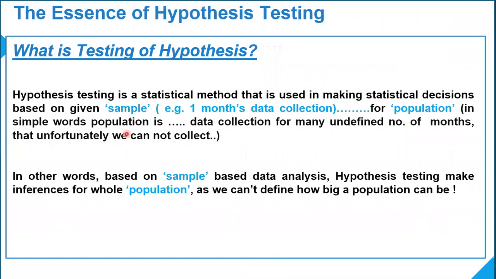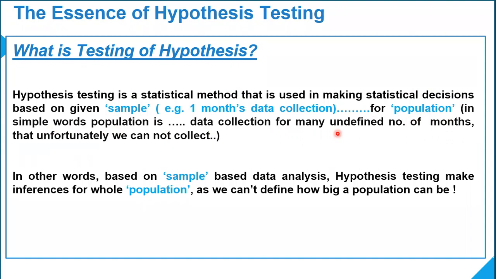Right. So what is testing of hypothesis? Hypothesis testing is a statistical method that is used in making statistical decisions based on a given sample. Now here the sample is 1 month's data. So based on that given sample of 1 month's data, we're going to make a statistical decision for the whole population. Now what is population in this scenario? Population in simple words is data collection for those many undefined number of months that we unfortunately cannot collect.